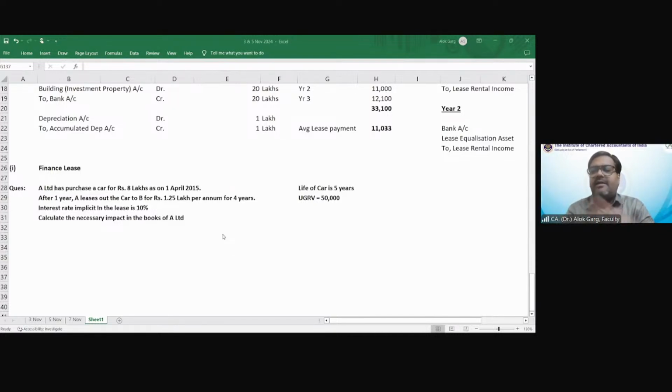For example, the unguaranteed residual value is 50,000. The lessor is expecting to receive 50,000 rupees. But at the same time, the lessee has given a guarantee of 30,000 rupees. Lessee ने 30,000 रुपए की guarantee दे दी है. Then what will become unguaranteed in that case?